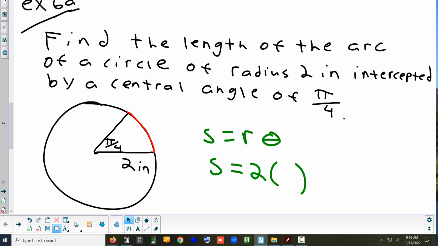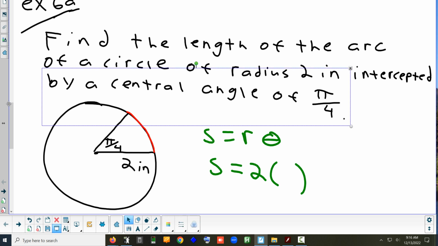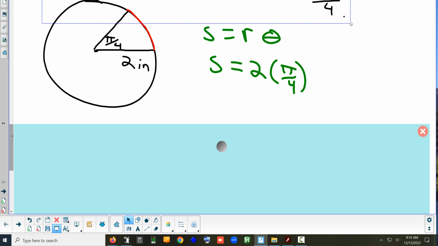Pi over 4. And remember, the angle needs to be in radians. Is pi over 4 in radians? Yeah, it has to be because it doesn't have the circle on it. So it's pi over 4. Okay, so now we just multiply straight across. That's 2 times pi over 4. And what does 2 pi over 4 reduce to? That's pi over 2.